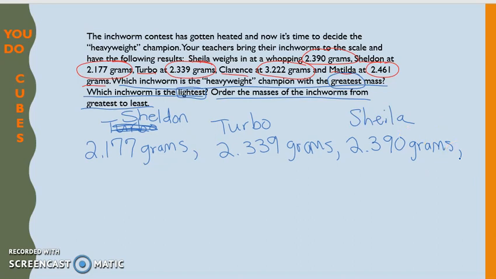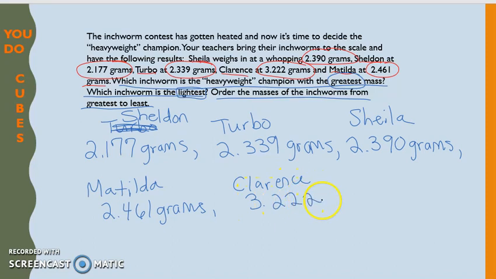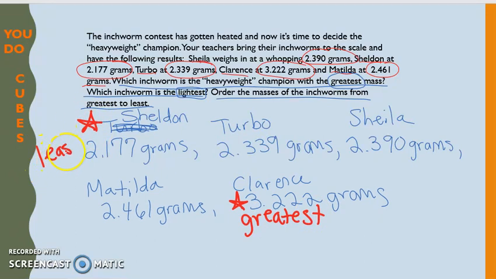Then we have Matilda, okay, that's mine, Matilda at 2.461 grams. And then lastly, we have the champion, which is Clarence at 3.222 grams. So if we want to know the greatest, that would be Clarence. This is the greatest. And if we want to know the one that's the lightest, that would be Sheldon, because this is the least.